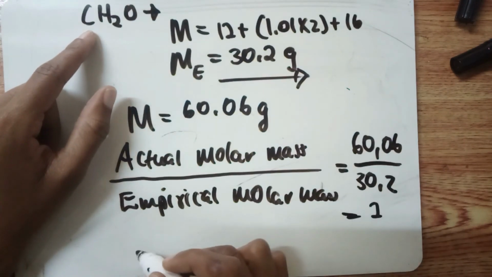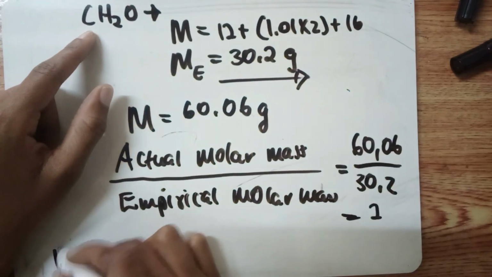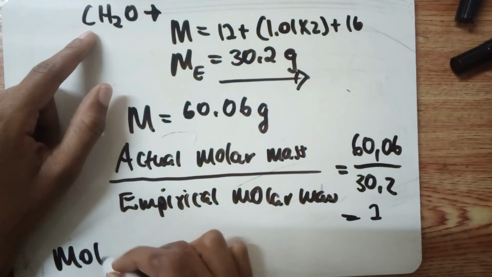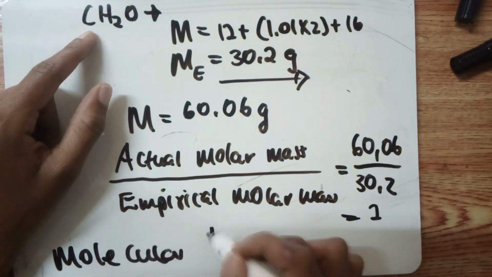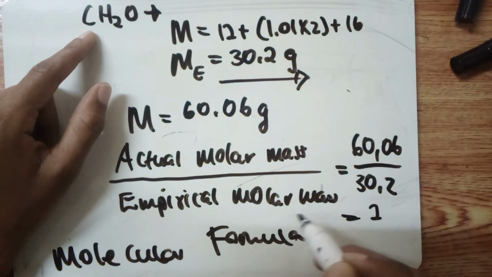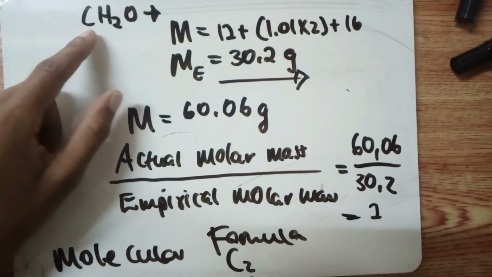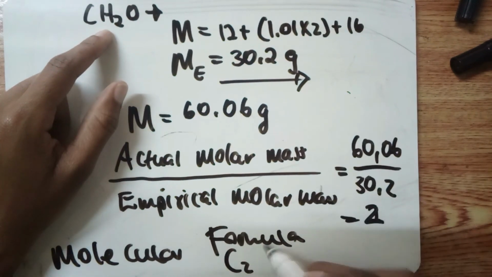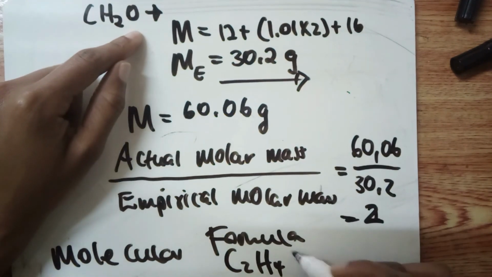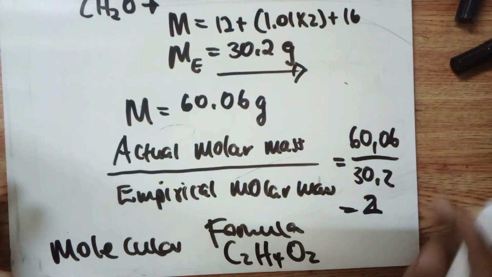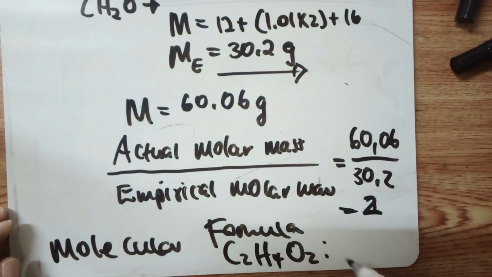So meaning that our molecular formula is going to be C2, and then H2 times 2 is 4, so it's going to be H4, and then oxygen O2. So this is actually our molecular formula.